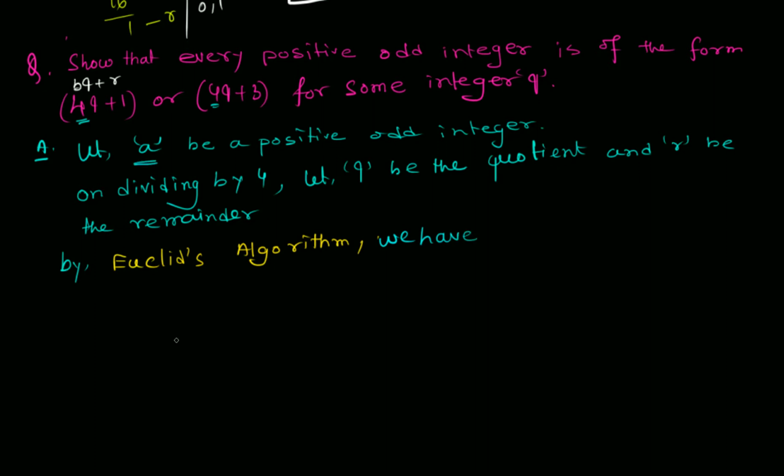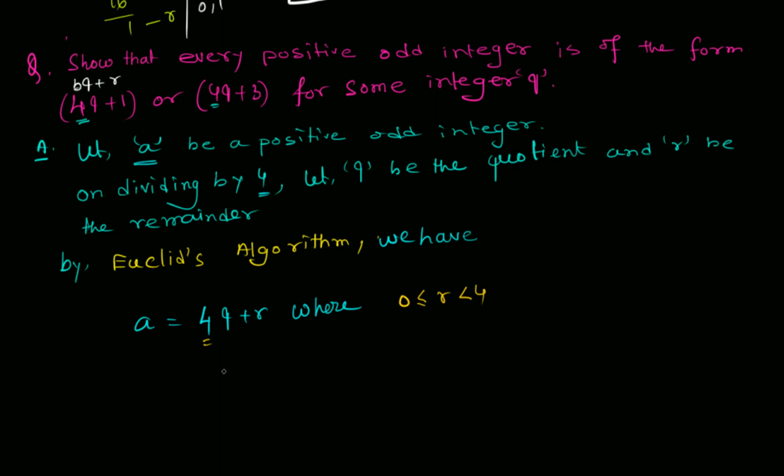we have a equals to 4q, the quotient, plus the remainder r, where, and that's very important, 0 less than or equal to r less than 4, because the remainder cannot be less than the divisor.